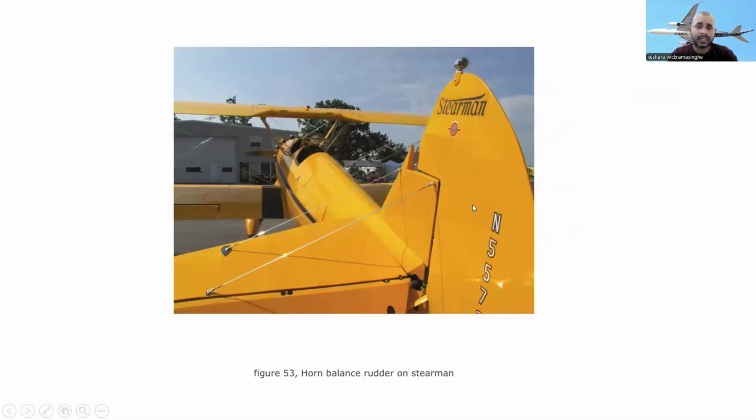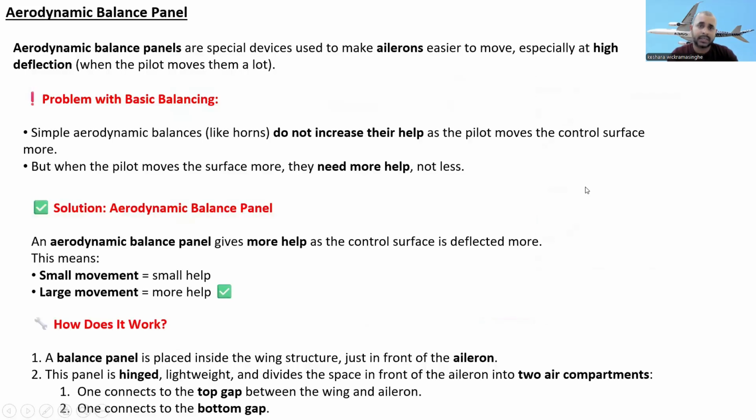Yeah, you can see the horn balance, rudder, airstream. This is the horn balance. Okay, now let's go to the aerodynamic balance panel.